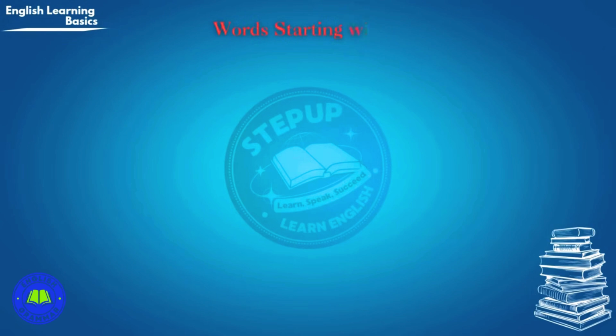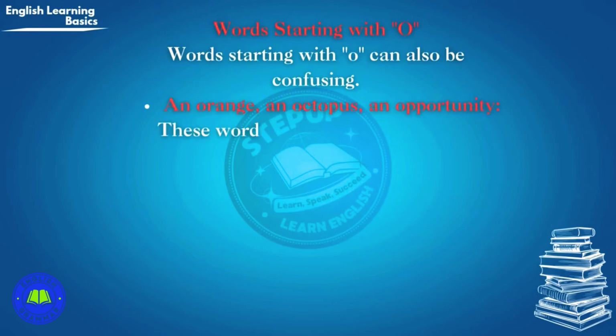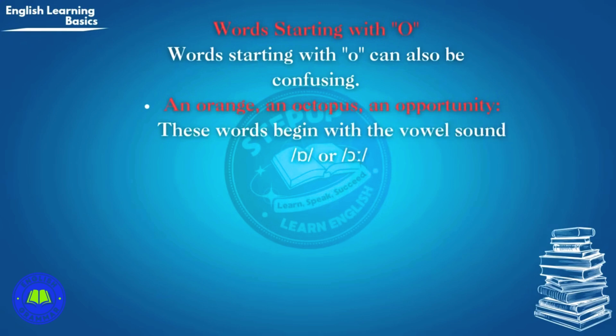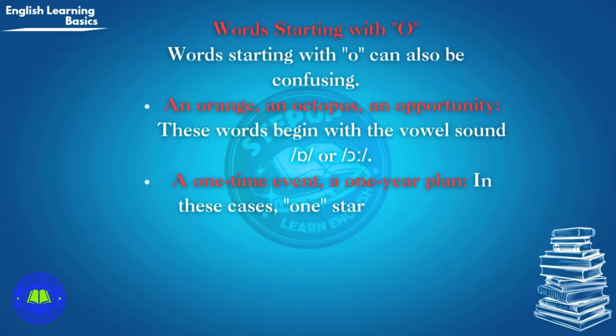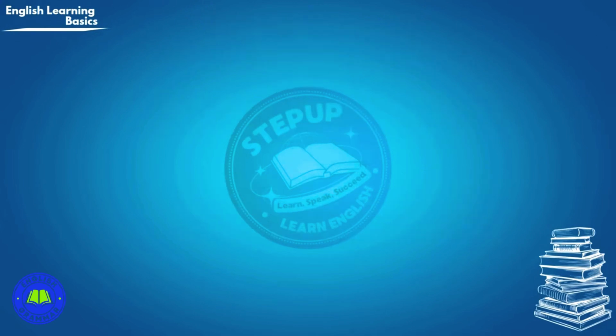Words starting with O. Words starting with O can also be confusing. An orange, an octopus, an opportunity. These words begin with the vowel sound "ah" or "oh." A one-time event, a one-year plan. In these cases, one starts with the W sound, a consonant sound, so a is used.